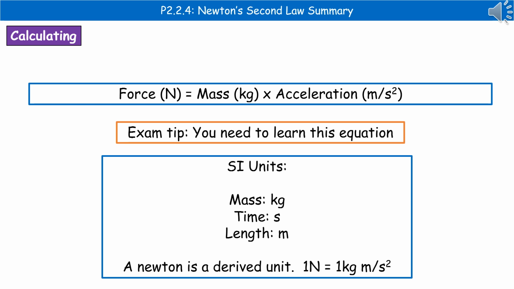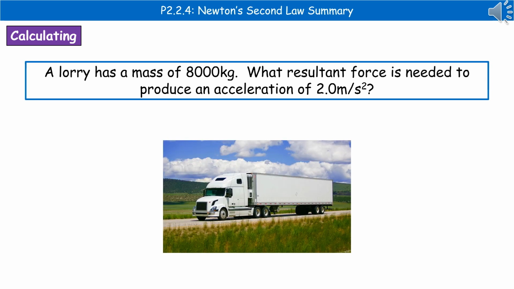So mass should be in kilograms, time should be in seconds, lengths should be in meters, and when we're talking about a newton, that's a derived unit. So 1 newton is actually 1 kilogram meter per second squared, but that's quite a mouthful, so we tend to just use 1 newton. If we consider an example question then, a lorry has a mass of 8,000 kilograms. What resultant force is needed to produce an acceleration of 2 meters per second squared?